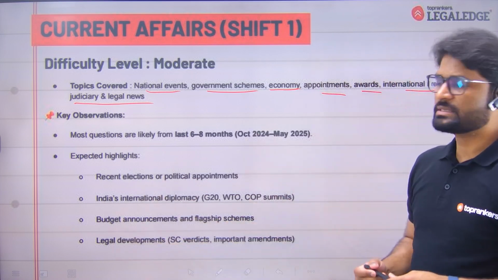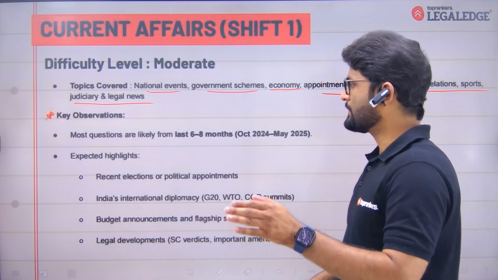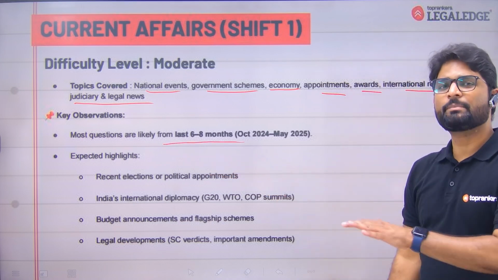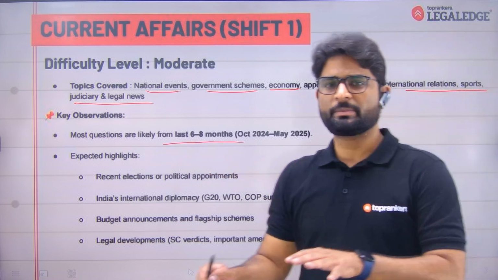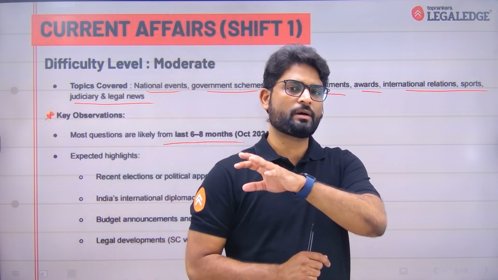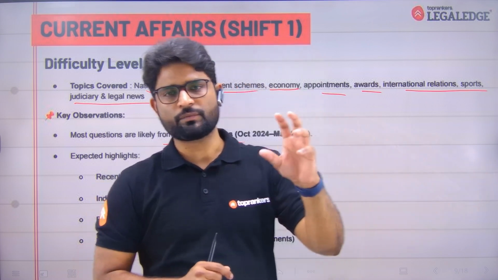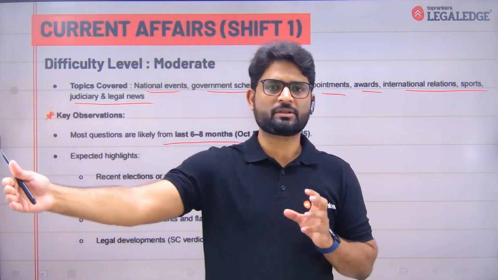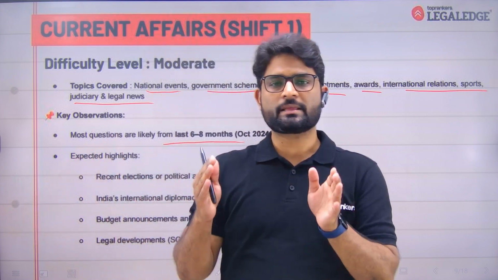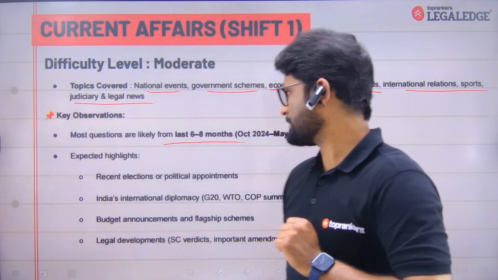The key observations in this section are as follows. Most of the questions came from the last 6, 7, 8 months of current affairs. So if you want to prepare for this examination, count the number of months to be around 8 to 9 months. If you are looking to write this paper in the month of June, be prepared that they are going to ask the latest 7, 8 months of current affairs in this section.